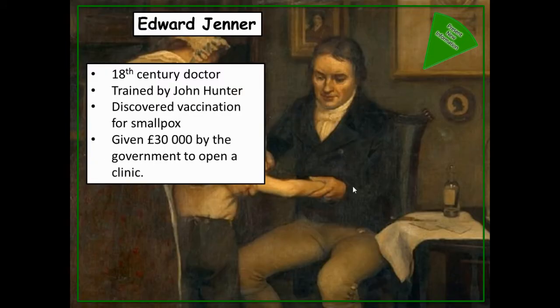So next, in the 18th century, a period that we call the early modern period, was Edward Jenner. He was trained by a man called John Hunter, who we'll look at later, and discovered a vaccination for smallpox. So in the 18th century and in the several hundred years before the 18th century, a disease called smallpox had caused massive amounts of deaths around the world, but particularly in South America and in Britain.